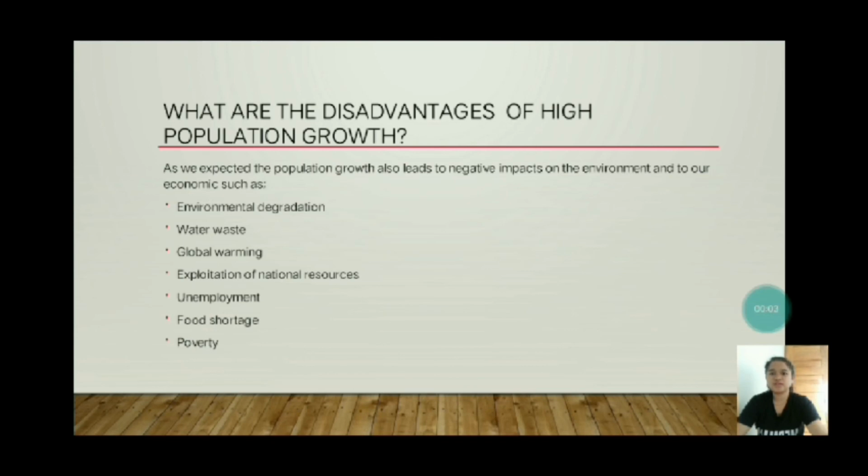Next, what are the disadvantages of high population growth? As we expected, population growth also leads to negative impacts on the environment and on our economy, such as environmental degradation. For example, the cutting of trees.